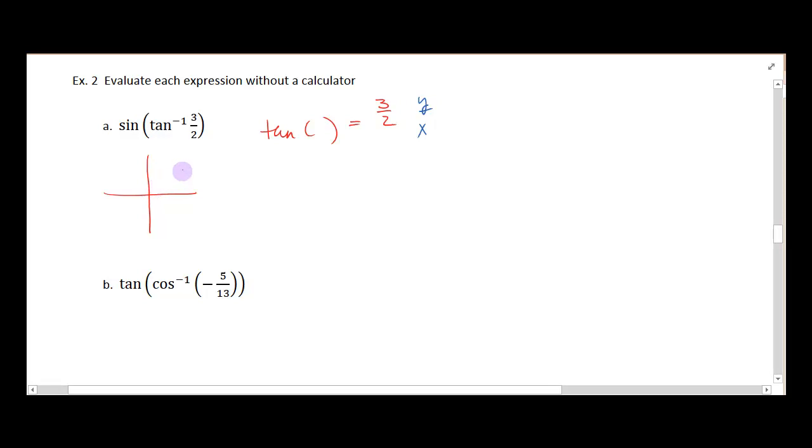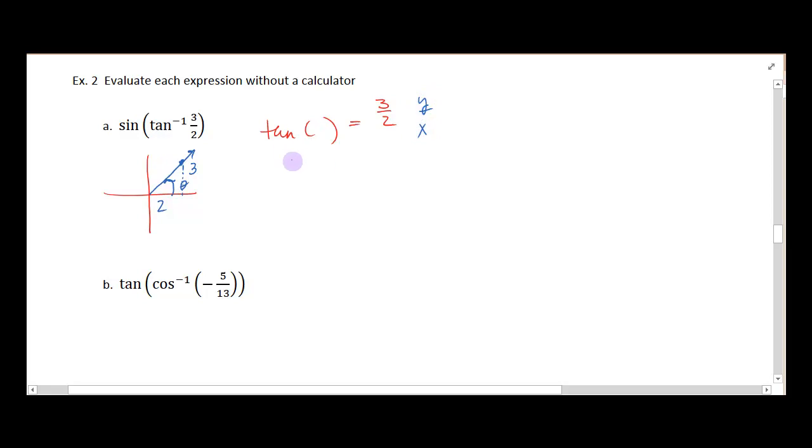So if I have this point out here, which we're going to say is 3 and 2, then I have the angle, right? The angle theta. Let me erase that one line. I have the angle theta represented by this triangle. And if I know that the y value is 3, the x value is 2, then I can find the r value here, which is what I need. So I use my definition of tangent to draw a picture.